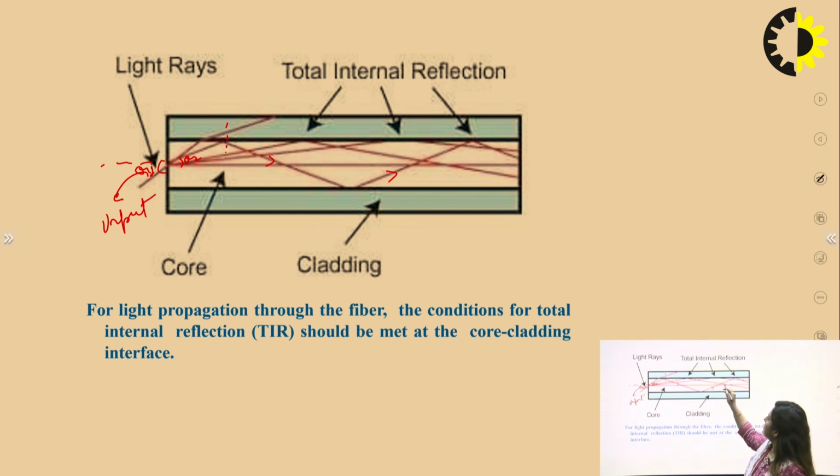And now you can see that there is total internal reflection, and maybe some light will get radiated away from the core cladding interface. It depends upon the angle at which you are falling the light. If theta 1 is the angle at which the TIR will occur inside the fiber, then only TIR will occur. Otherwise, it will not occur, and it will have the light radiated away from the core cladding interface. So for light propagation through the fiber, the condition for total internal reflection should be met at the core cladding interface. It should be from higher refractive index to lower refractive index.